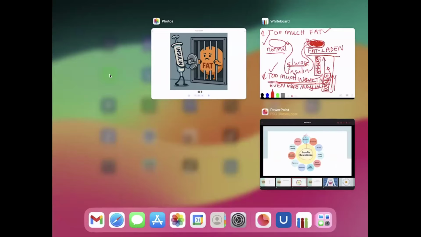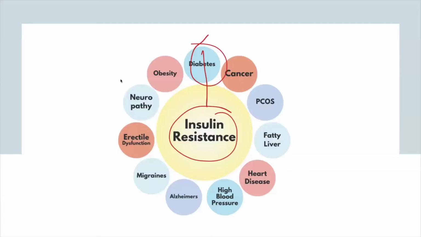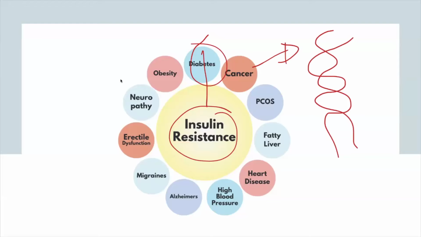Yeah, but insulin resistance causes a deficiency of energy. Cells need energy to function. Insulin resistance sits at the core of all these issues. I'll give you an example of cancer just really quick. Our DNA looks like this, and it's a double helix structure.